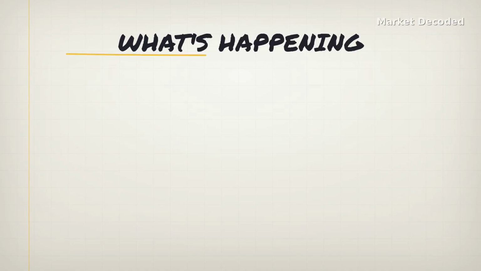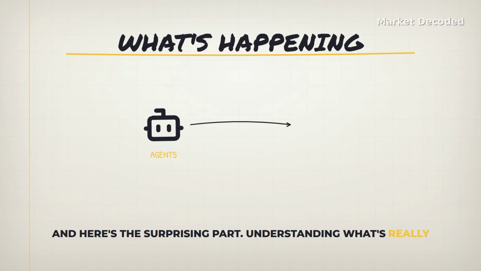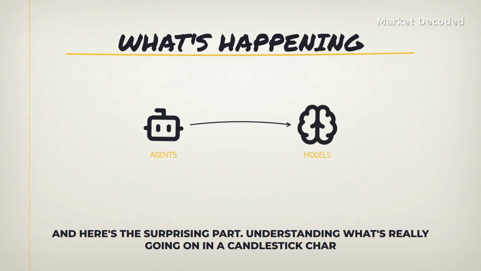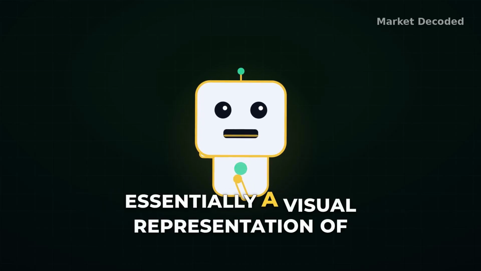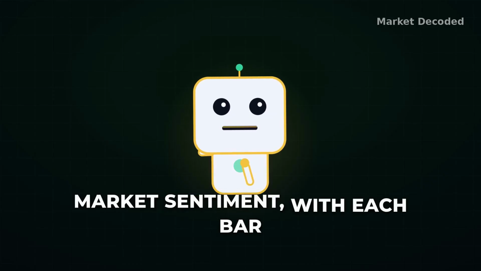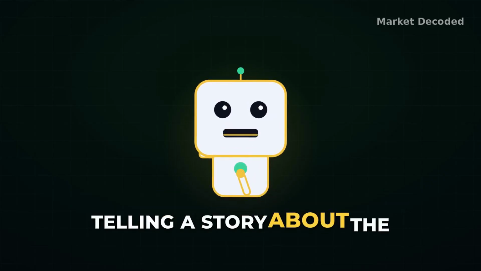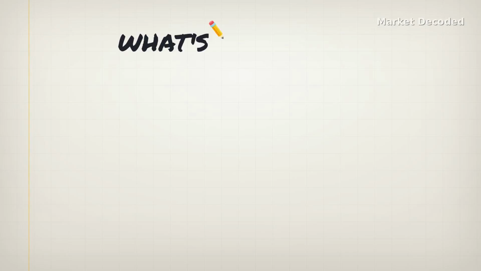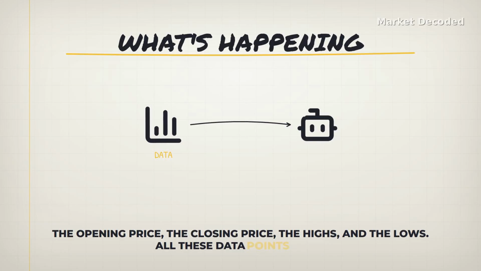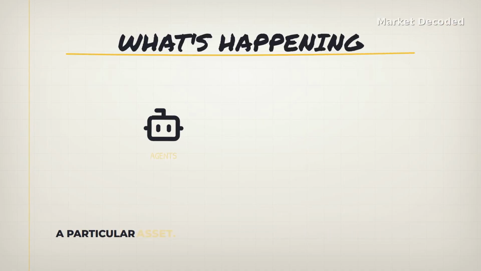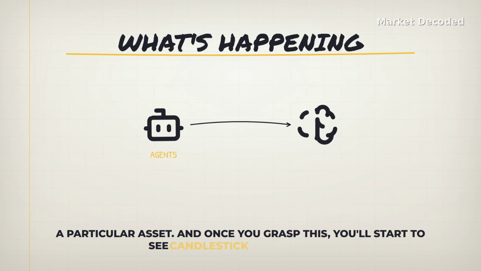And here's the surprising part. Understanding what's really going on in a candlestick chart can completely flip your perspective on market trends. Let's take a step back and break down what these charts are actually showing. A candlestick chart is essentially a visual representation of market sentiment, with each bar telling a story about the battle between buyers and sellers. The opening price, the closing price, the highs, and the lows. All these data points come together to form a picture of how the market is feeling about a particular asset. And once you grasp this, you'll start to see candlestick charts in a whole new light.